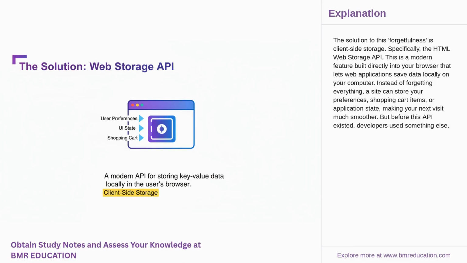The solution to this forgetfulness is client-side storage, specifically the HTML Web Storage API. This is a modern feature built directly into your browser that lets web applications save data locally on your computer. Instead of forgetting everything, a site can store your preferences, shopping cart items, or application state, making your next visit much smoother. But before this API existed, developers used something else.